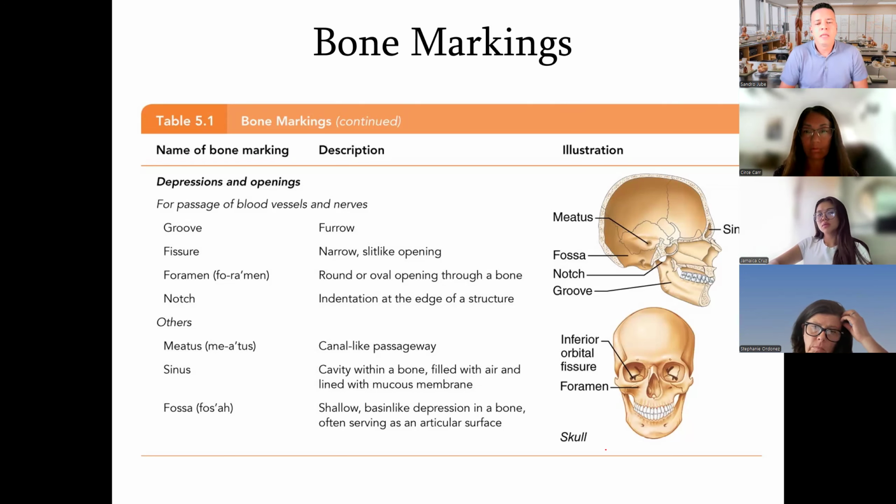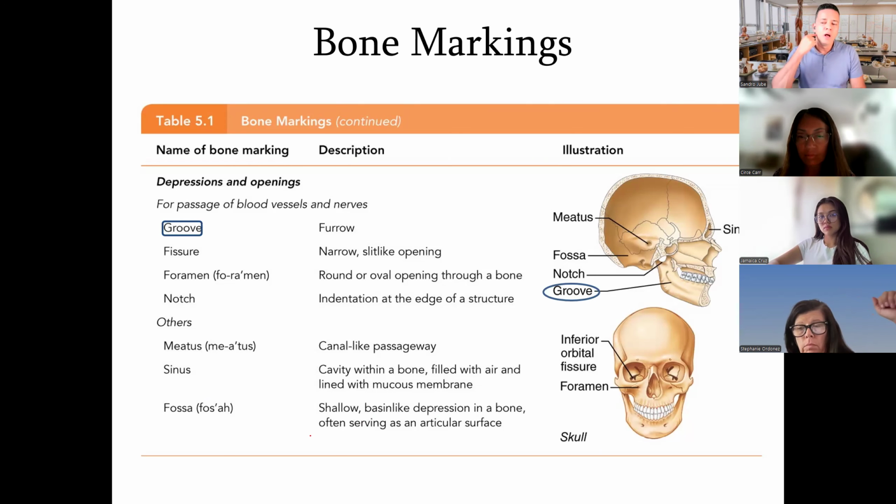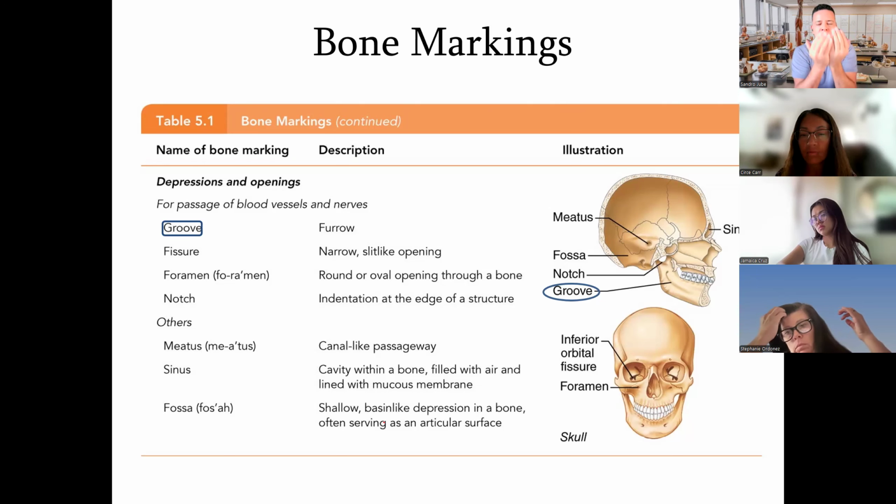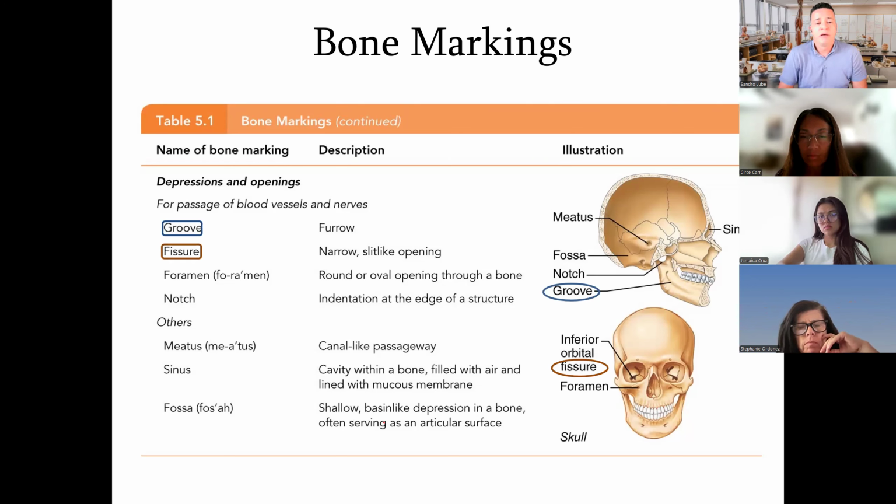Okay? Now, in some of the bones, we're going to find what we call, for example, a groove. What is a groove? A groove is a furrow on a bone, like an indentation on a bone that allows blood vessels and nerves to run right next to it. For example, we have a groove on our mandible, which is, again, an indentation, a little channel that helps with the attachment of blood vessels and tendons, okay? They run right next to it. We also find what we call a fissure. What is a fissure? A fissure is a narrow, slit-like opening through a bone.